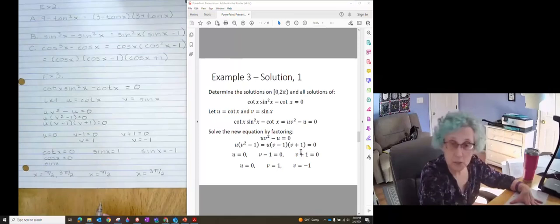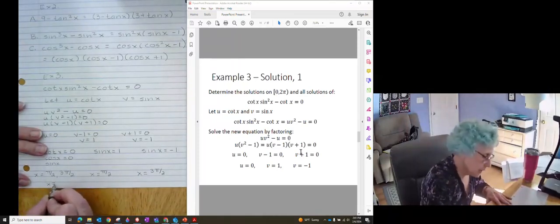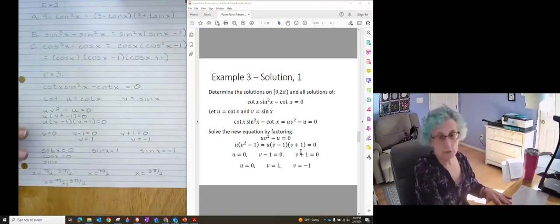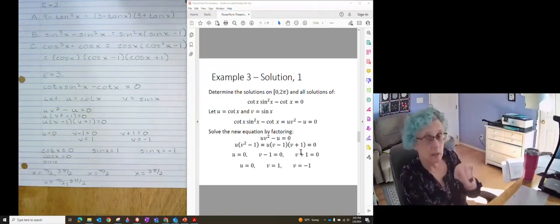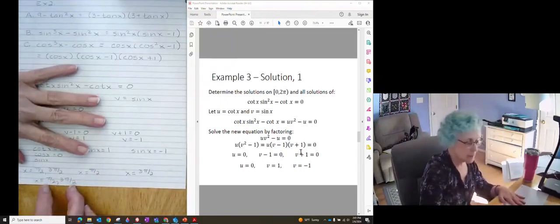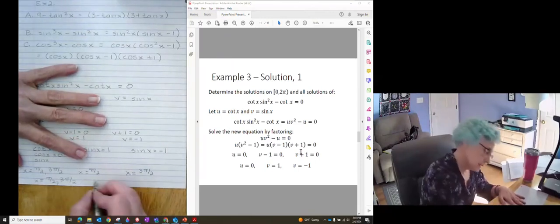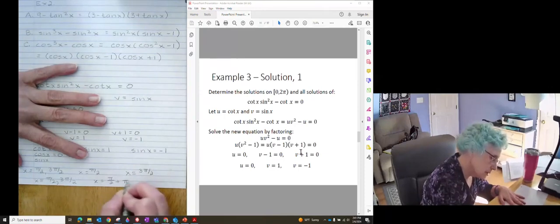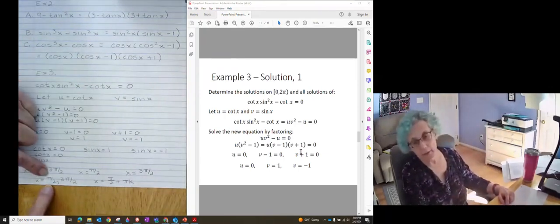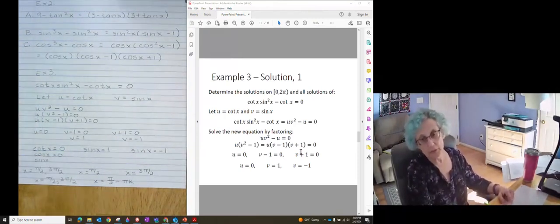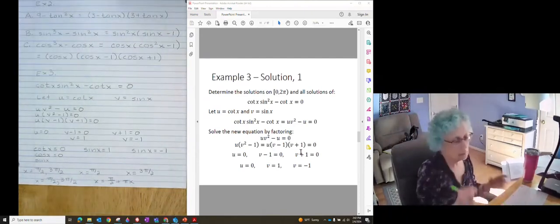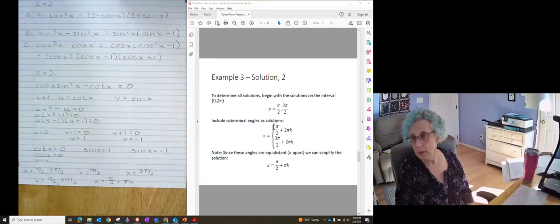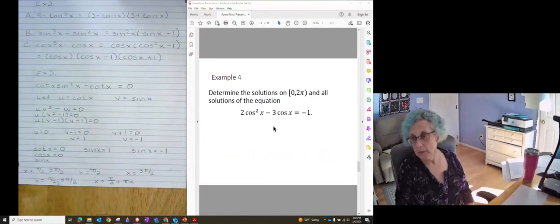I really just got two answers on the interval from 0 to 2 pi. X equals pi over 2 or 3 pi over 2. And they happen to be just pi units apart. So instead of writing two separate expressions for all the solutions, I could just write pi over 2 plus 2 pi k and 3 pi over 2 plus 2 pi k. I can combine into pi over 2 plus pi k. And there's the pretty answer for that.